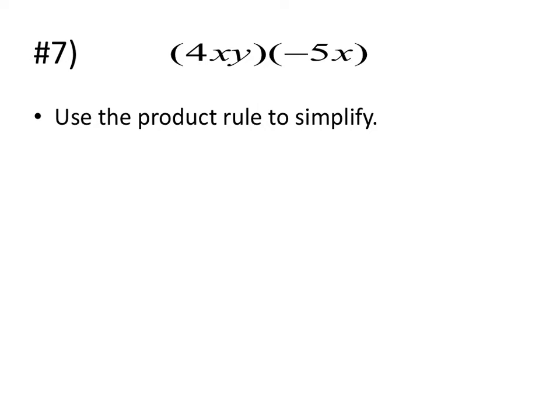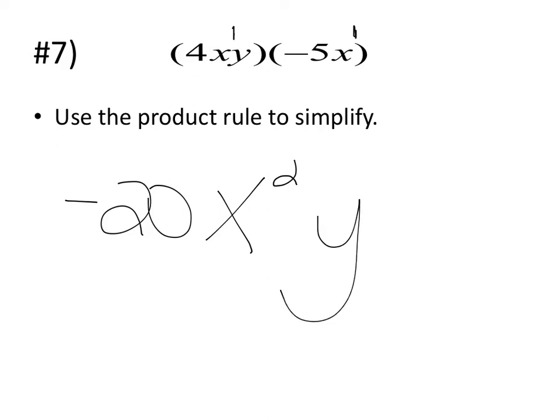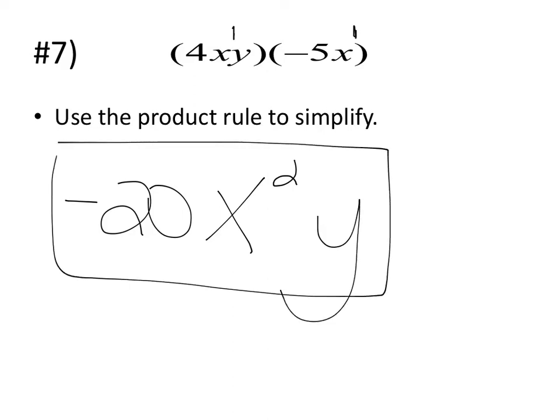All right, here, now multiply, do it in pieces. So we're going to do 4 times negative 5 is negative 20. And then you're going to do x times x. So that's x to the 1st times x to the 1st. So your like base is x, and then you're going to do 1 plus 1, which is 2. And then you just have a y left over, so you're just going to put your y here. So it's negative 20x squared y.